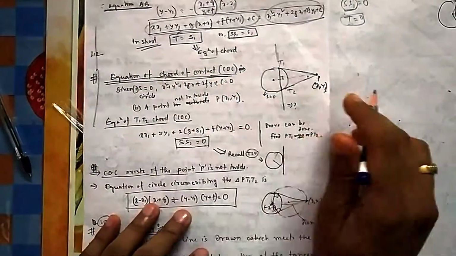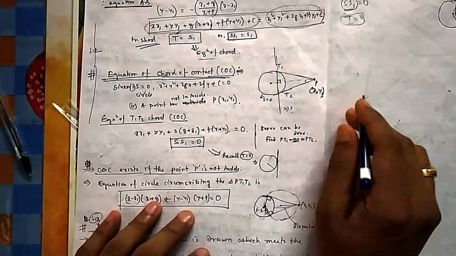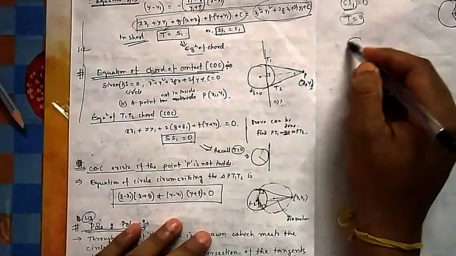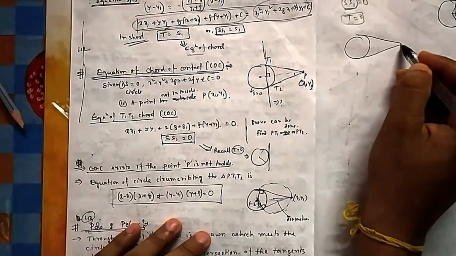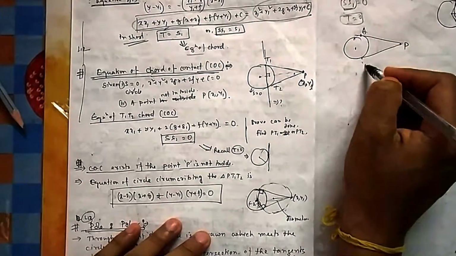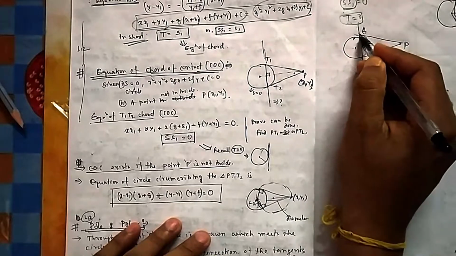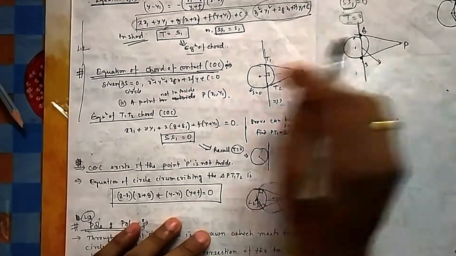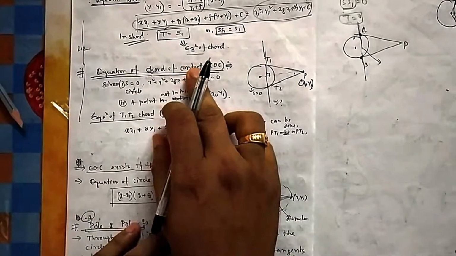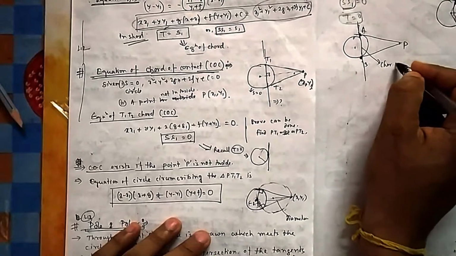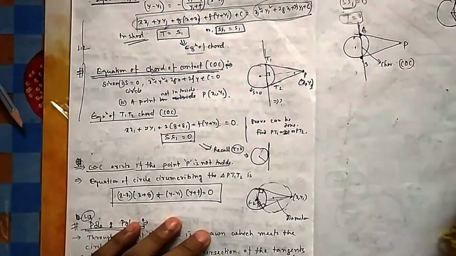Now the next one is the equation of the chord of contact, COC. COC means, suppose from an external point you draw tangents to a circle, and they touch the circle at two points A and B. Then the chord joining them is known as the chord of contact, because these are the contact points. In short, we say COC, chord of contact.